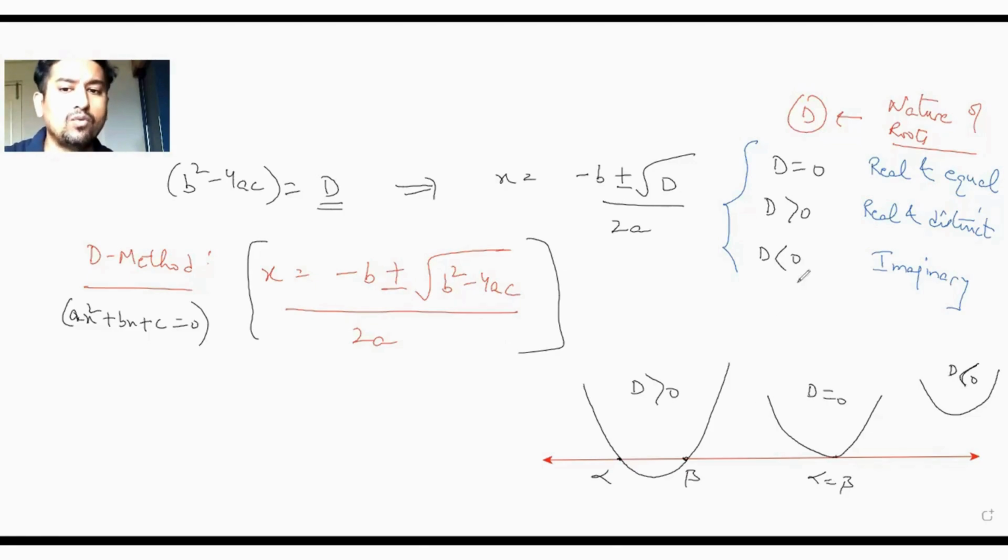The roots are imaginary. What is the root? Like we said, at that value of x, the value of the equation is 0. That means the curve is exactly on the x-axis at the value of the root. So D greater than 0 will give you two roots, D equal to 0 will give you one root, alpha equal to beta. D less than 0, no roots, imaginary roots.